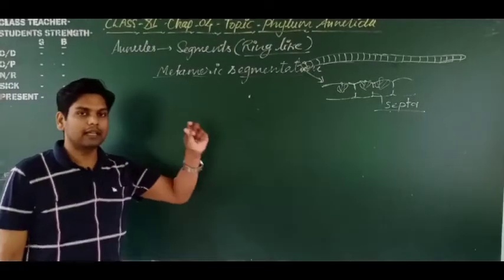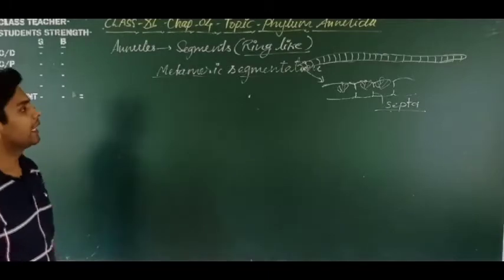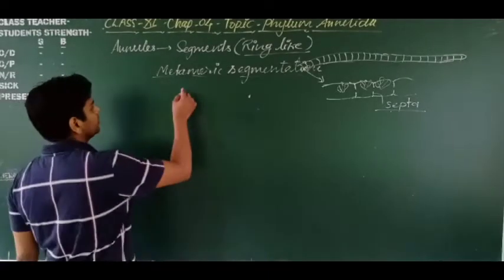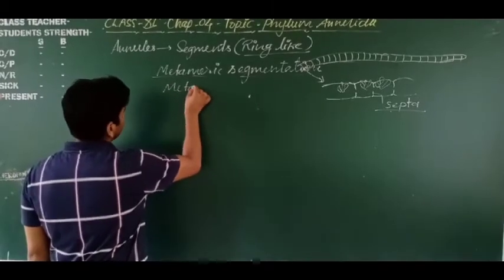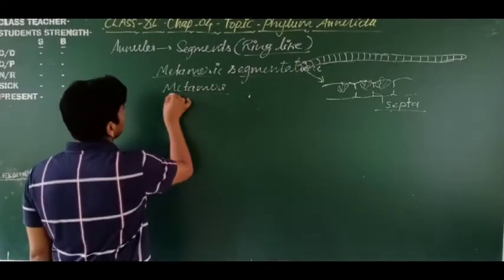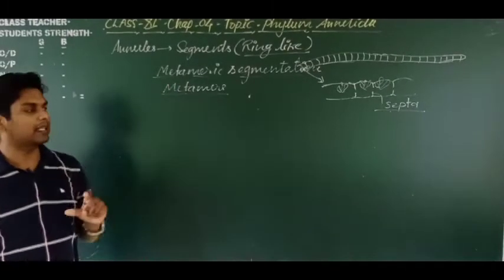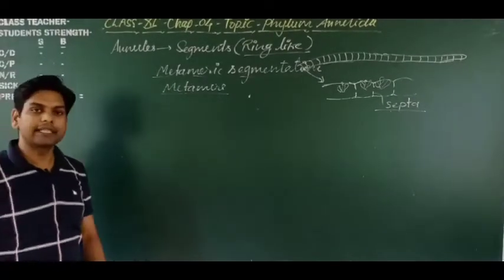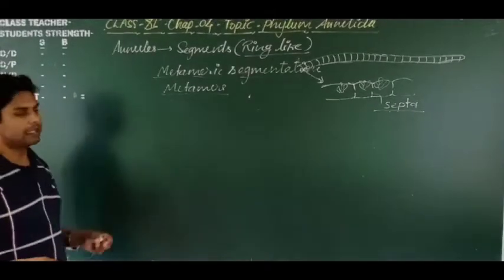So metameric segmentation is the segmentation type present in annelids. Annelids means the living organisms belonging to this phylum Annelida are known as annelids, okay. So dear students, each segment is known as a metamere. Metamere is the single segment, the segmentation is known as metameric segmentation, and the body is metamerically segmented. Got it? These are terms we have discussed earlier also.